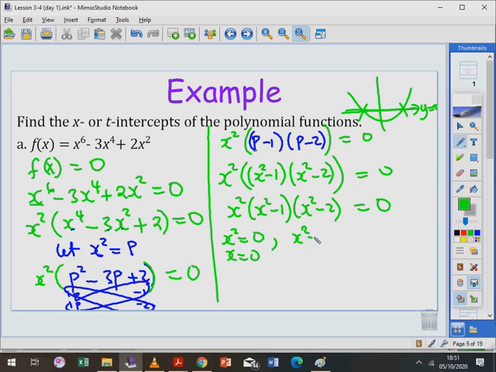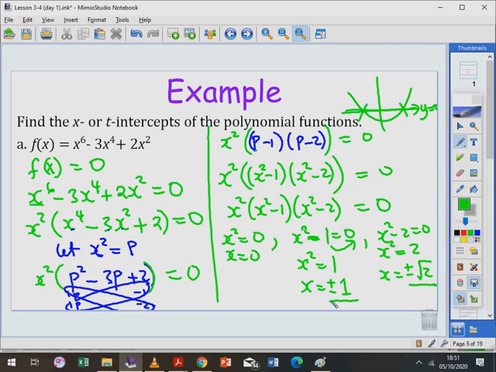Then secondly, I'll equate x squared minus 1 equals 0, which, if the 1 moves over, I have x squared equals 1, and x is equal to plus or minus 1. And then finally, if I equate x squared minus 2 equal to 0, the 2 moves over, so I'll have x squared equals 2, take the square root, x equals plus or minus square root of 2. So I hope you can see that these are 2 x-intercepts, this is another 2 x-intercepts, and this is 1 x-intercept. That's a total of 5 x-intercepts.